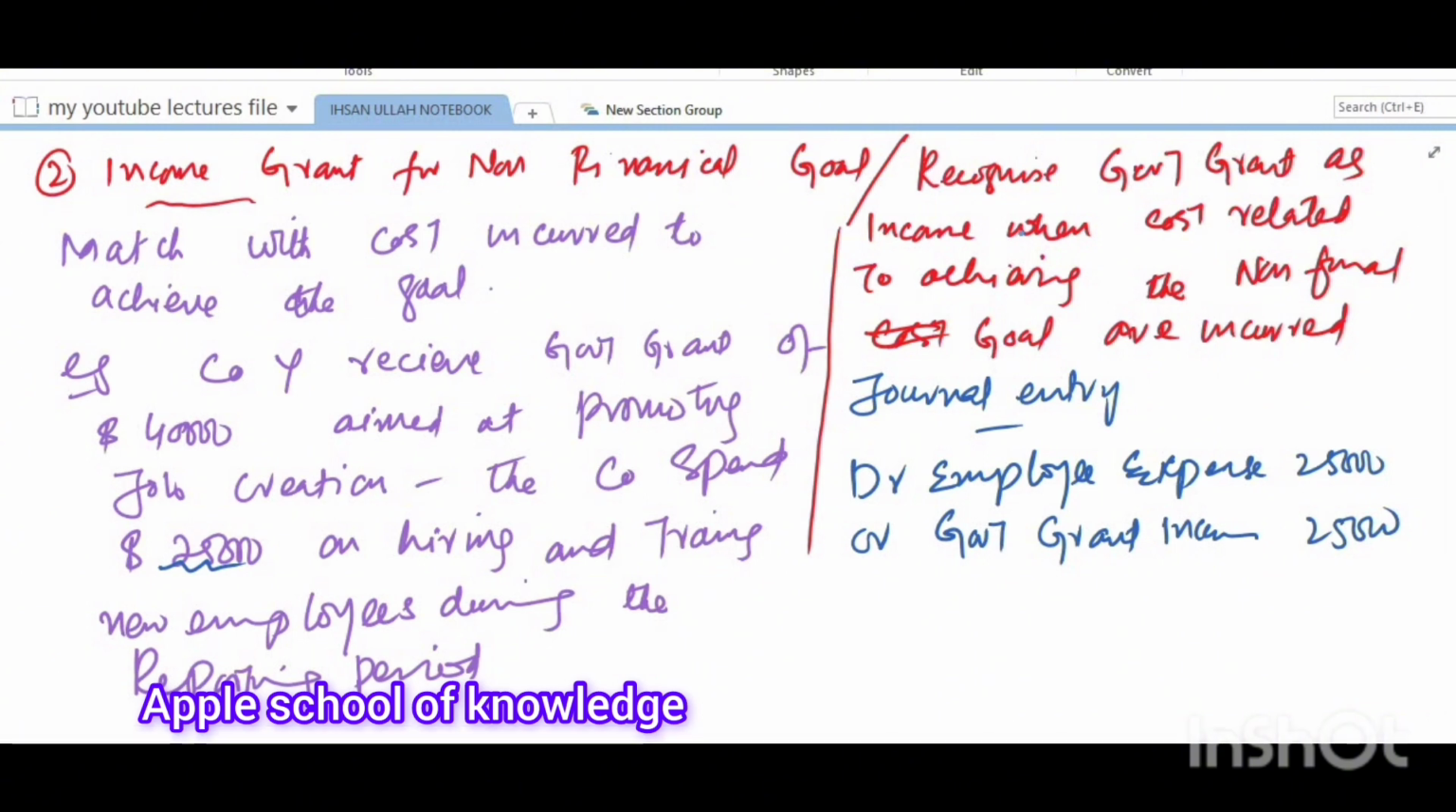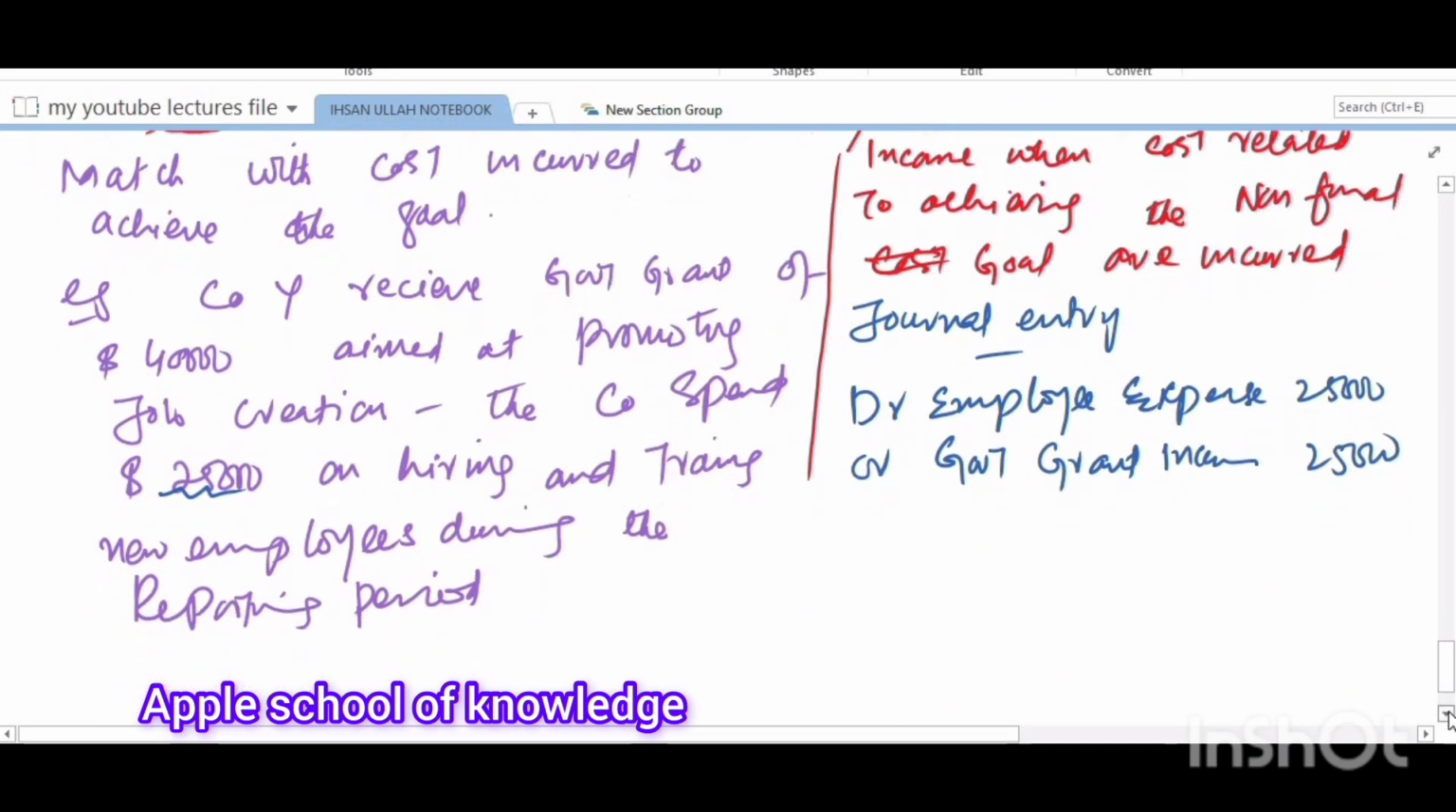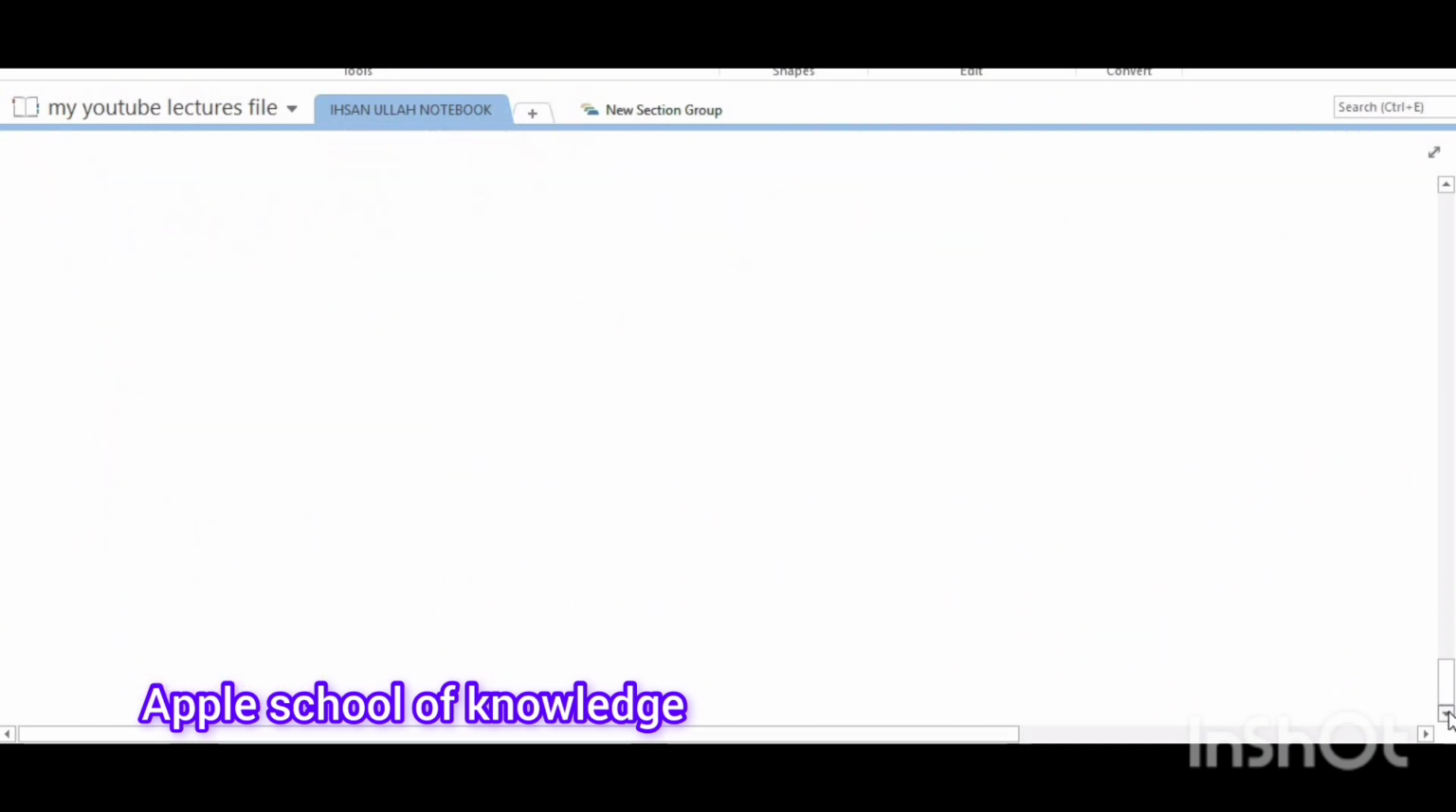Now let's move on. We have to talk about the presentation. Okay, here. The presentation of government grants that are related to income.